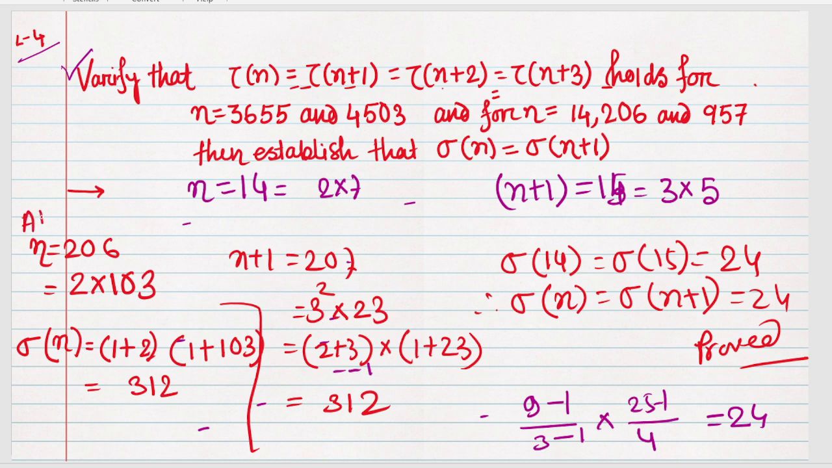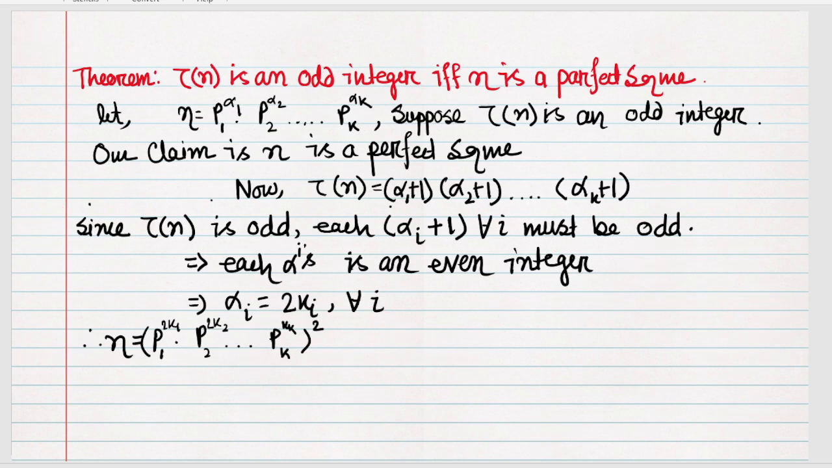I think this alternative way is useful if in any competitive examinations they ask you to find the sum of the divisors of a number, then you must follow this property. Or in your college examinations, you can also find it by the usual formula using the sigma rule. So in our next slide, we have the theorem they asked: tau of n is an odd integer if and only if n is a perfect square. So what was tau of n?